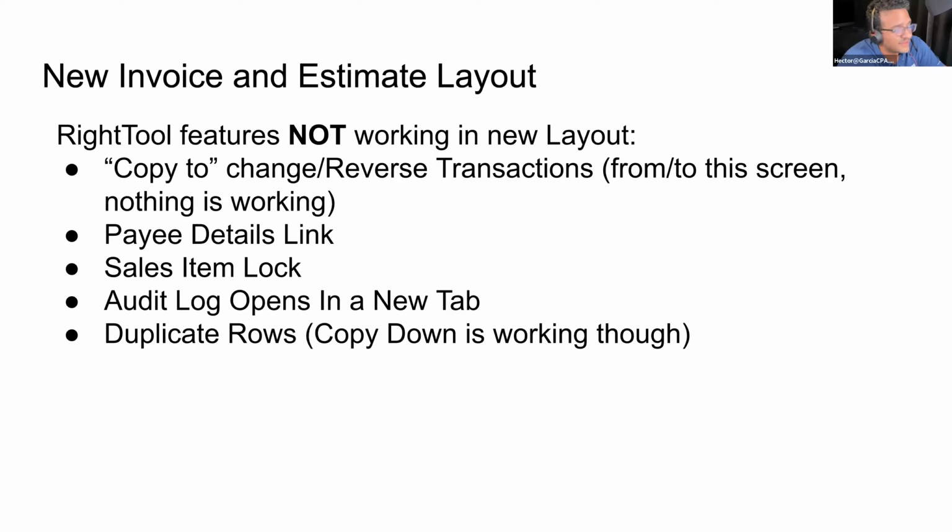The pay link details doesn't work, so that's when you click right under the customer name, and it sends you to the customer information. The sales item log doesn't work, although that one seems like we might get closer to. The audit log opening in a new tab doesn't work right now. And duplicate rows is not working, even though we got copy down to work. So that's a warning about that, and we'll talk about the stuff that does work in a little bit.